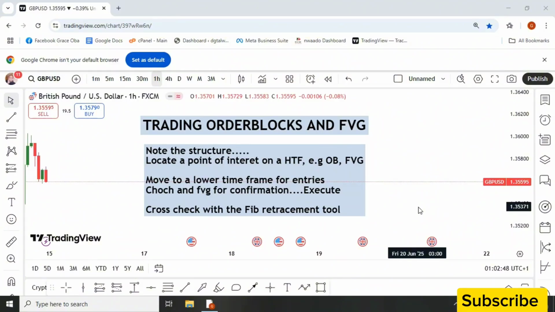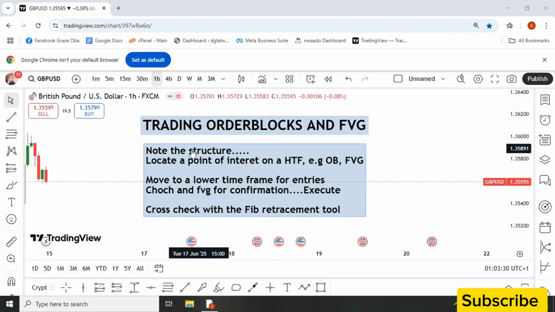What's up, traders? In trading the order blocks and fair value gap, these are the 4 easy steps you should watch out for. The first thing is to note the structure, right? If price is in an uptrend, downtrend, or if it is consolidating, just note the structure. That is identifying maybe a swing high or a swing low. That's the first thing you want to do. Now, once you've done that, what do you want to do?